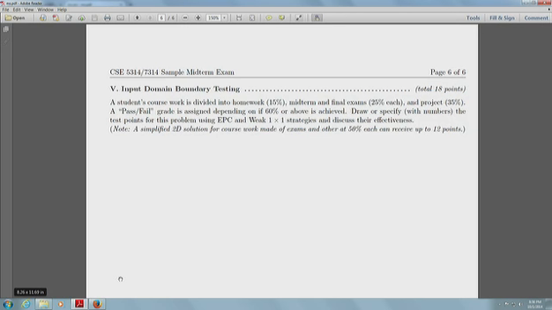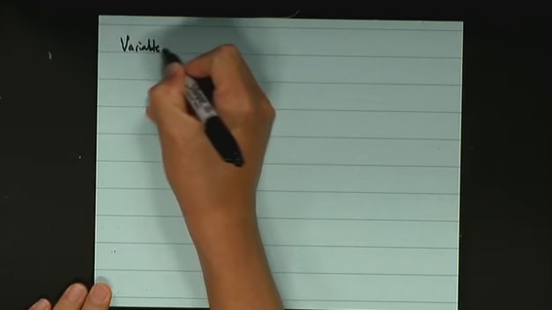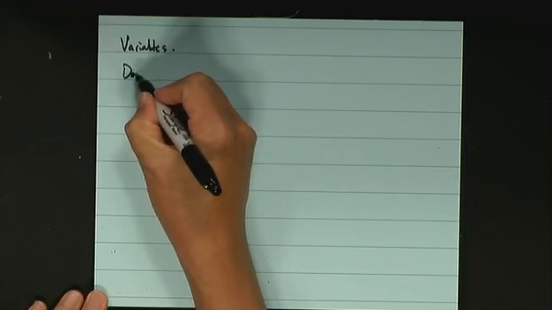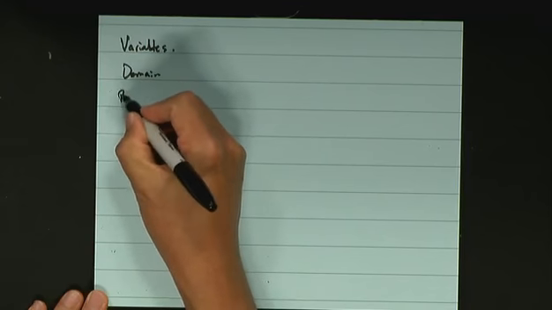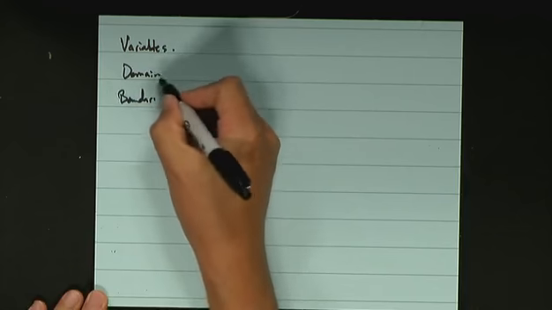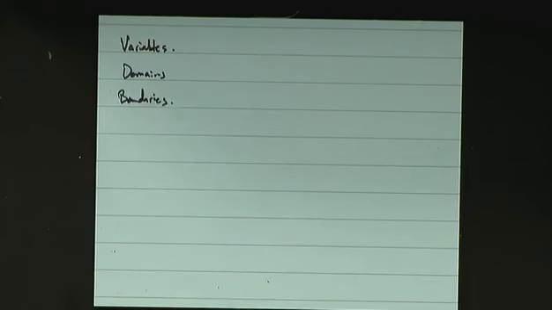Let's identify. The main thing here is the problem analysis. How do you analyze this kind of problem and define your boundaries? The important thing is to define your boundaries and your domains, and then look at the problem. When you look at this problem, you can look at the variables, then the domains, and the boundaries.